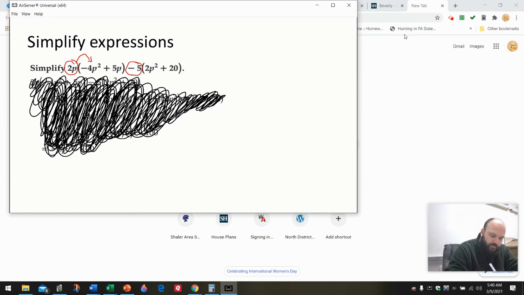So we have 2p times negative 4p squared. We're going to start with this one, 2p times negative 4p squared. So 2 times negative 4 is negative 8, and then p to the first times p to the second becomes p to the third. Next, we have 2p times positive 5p. That will give us 10p to the second. Remember, p to the first times p to the first becomes p to the second.